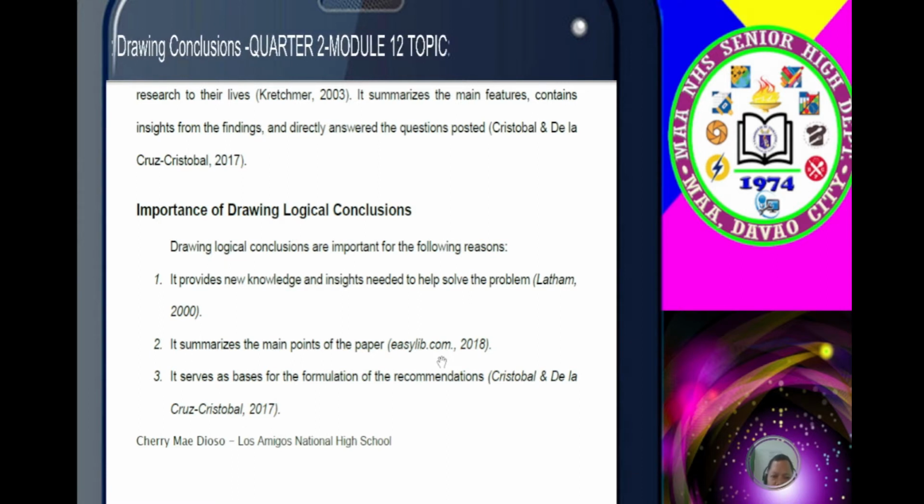Number 1, it provides new knowledge and insights needed to help solve the problem. Number 2, it summarizes the main points of the paper, so this is found in your Chapter 4 in your research. And number 3, it serves as basis for the formulation of the recommendation. I will explain later that in your research paper, your recommendation will also be based on your conclusion.